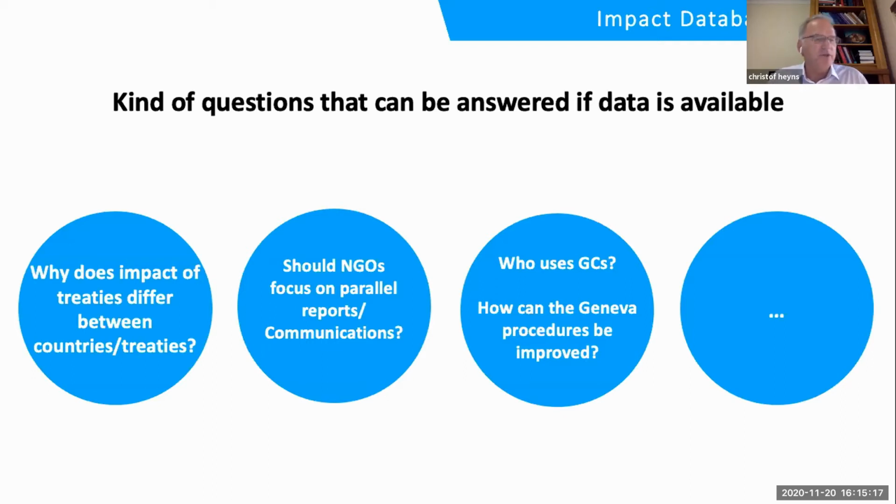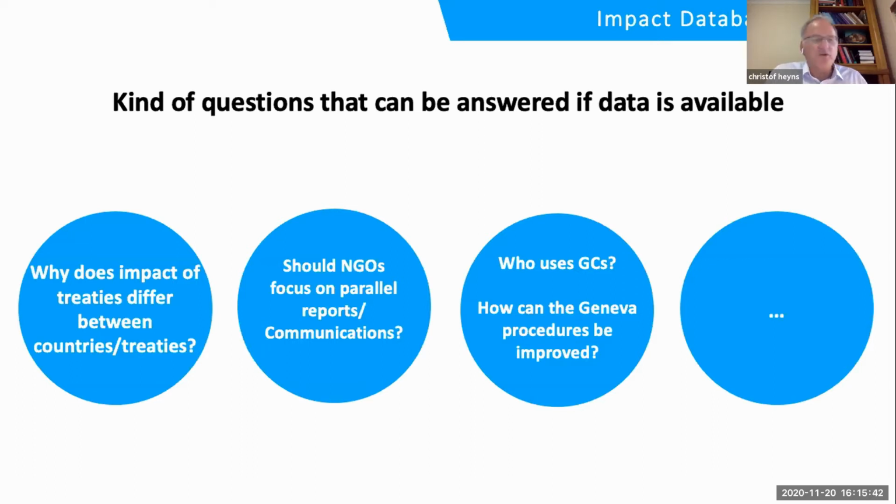And why does it differ between countries, and countries with those systems, do they have different outputs in terms of impact? Should a particular NGO that focuses on whether it's gender-based violence or the right to education, whatever the case may be, what should be the entry point into the system? Should they use parallel reports? Should they try communications? What works best for which line?